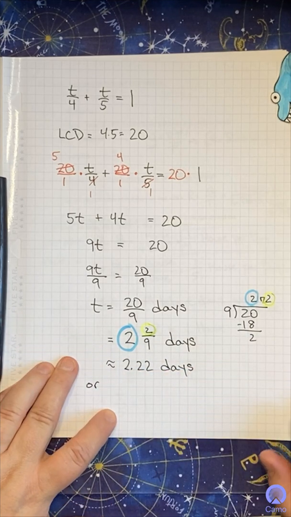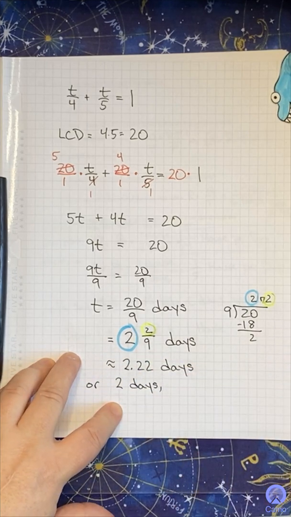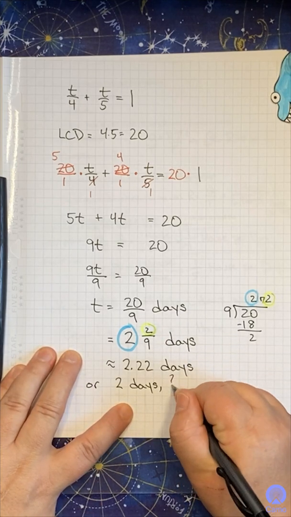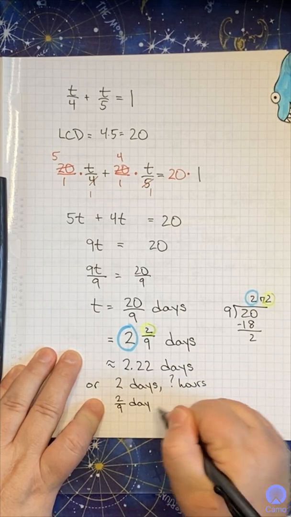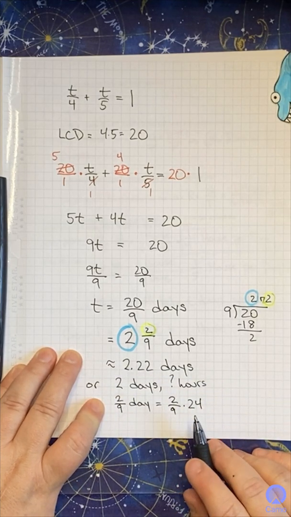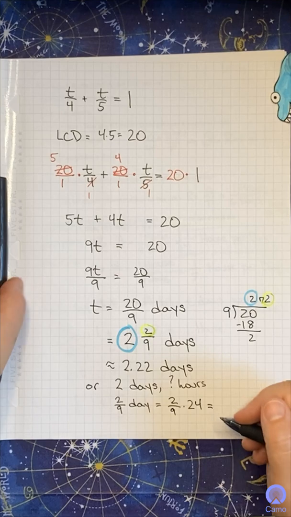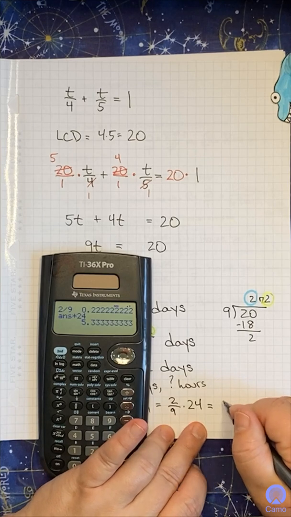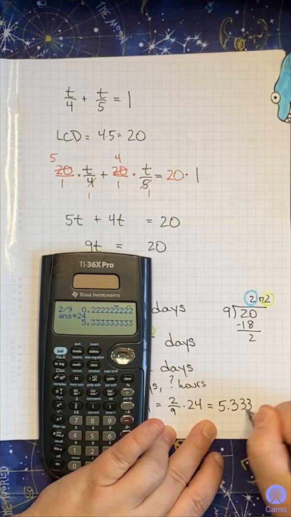What we can do is we can say 2 days, and then we take the 2/9 of a day and we convert it to hours. It equals 2/9 times 24. Why 24? 24 hours in a day. If I want to know how many hours, I take the total number of hours per day, so I come over here, times 24, and that's going to be about 5.333 hours.